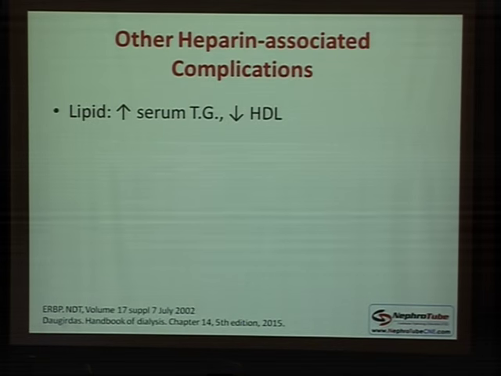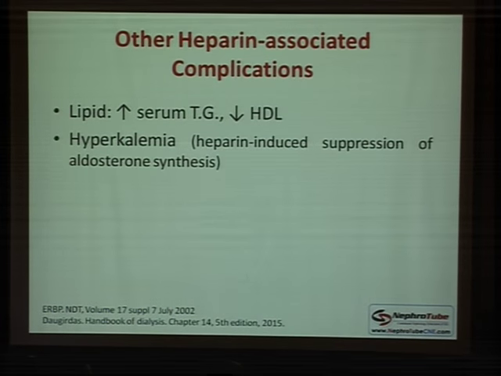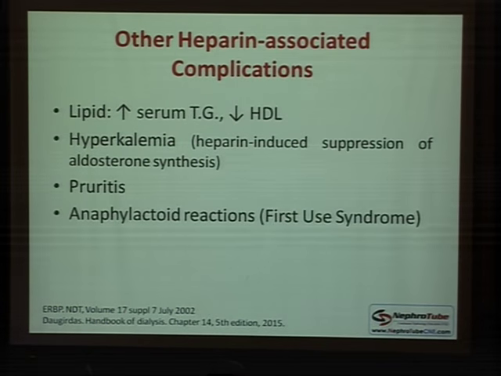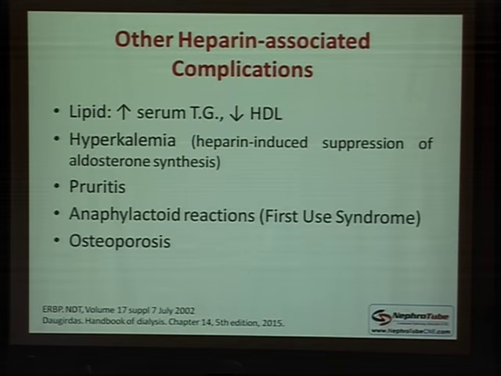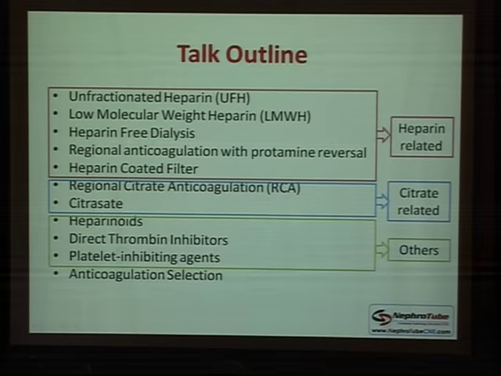Other heparin-associated complications: hyperlipidemia and lipid disturbance, hyperkalemia, reported cases with pruritus, reported cases with anaphylactoid reaction, especially with first use, reported cases of osteoporosis, and reported cases of alopecia. This is regarding unfractionated heparin.